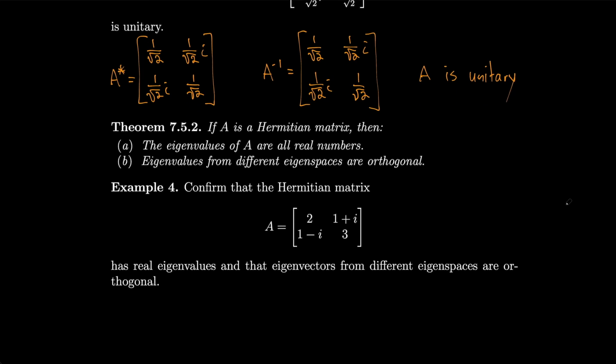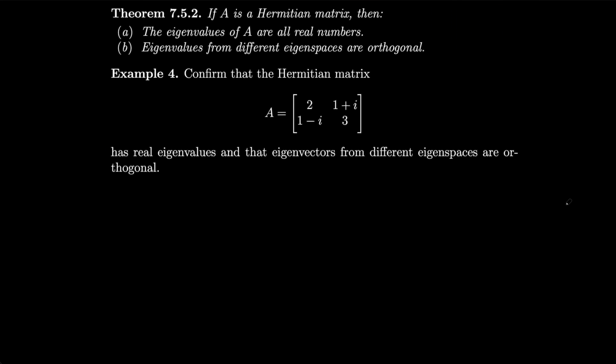If A is a Hermitian matrix, then the eigenvalues of A are all real numbers, and eigenvectors from different eigenspaces are orthogonal. Let's confirm that the Hermitian matrix in example 4 over here has real eigenvalues and that eigenvectors from different eigenspaces are orthogonal. So let's get the determinant of lambda I minus A to get the eigenvalues.